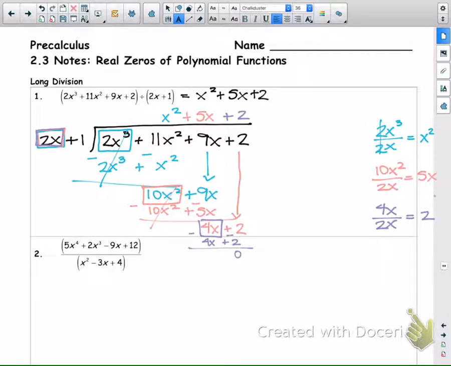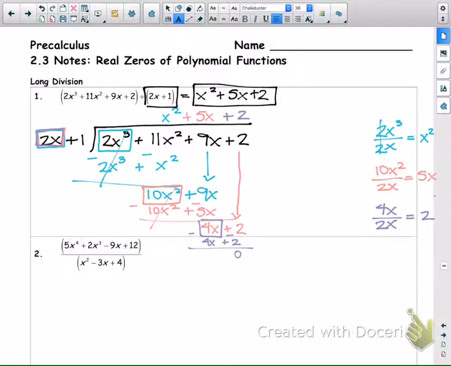If you wanted to check your answer, you could take your answer, that x squared plus 5x plus 2, and multiply it by what you were dividing by. You should get the original first set. So you can always multiply those back together to see what your answer is. Any questions on that process?